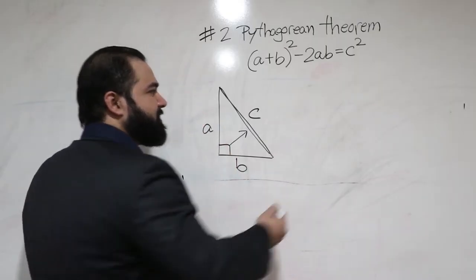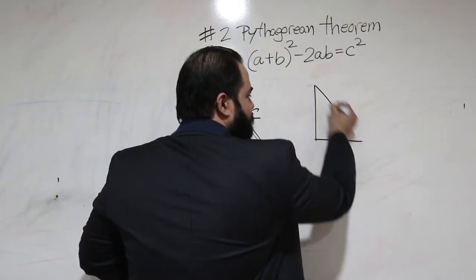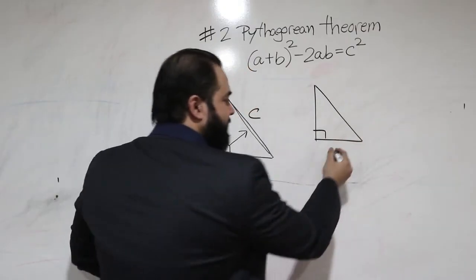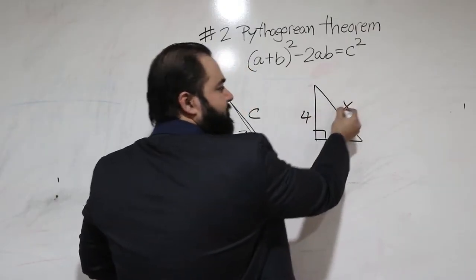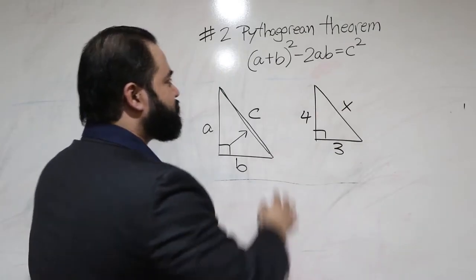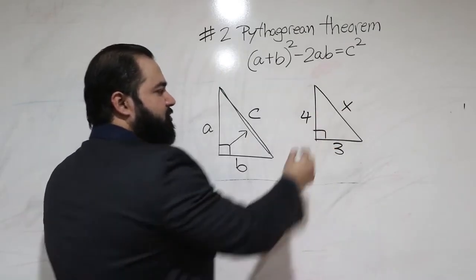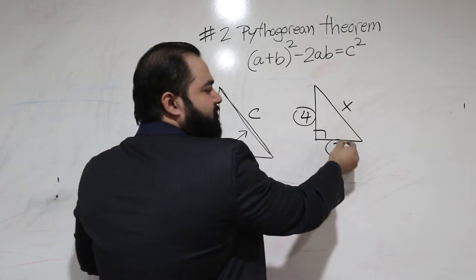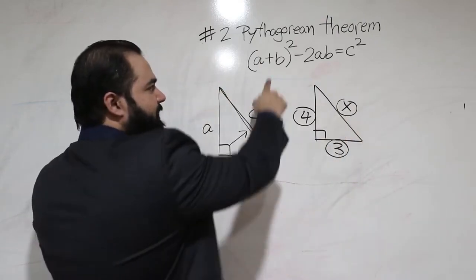Let's test it out with the same question. Let's say we have a right triangle. The two legs are 3 and 4 and the hypotenuse is missing, x. So now let's try this formula to solve this. We know that a is 4 and b is 3 and c is x. So we're going to plug it into this formula.